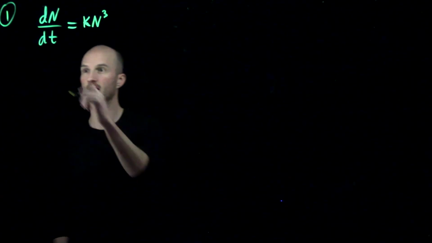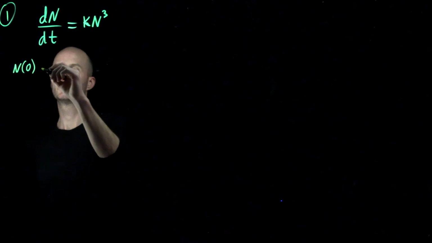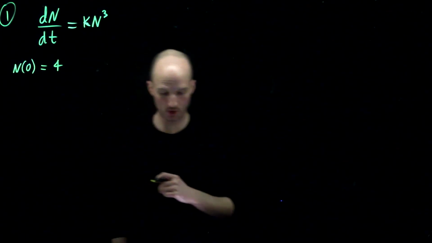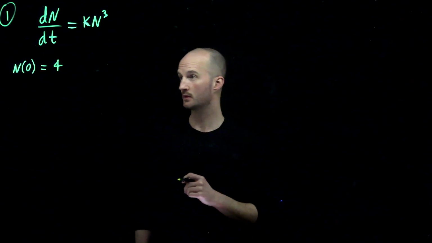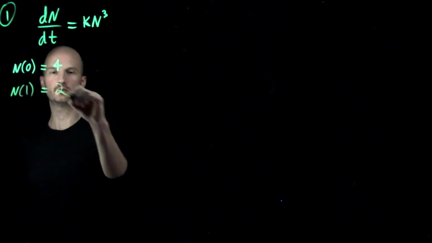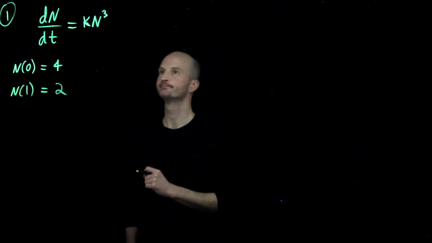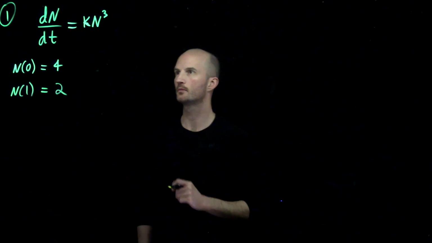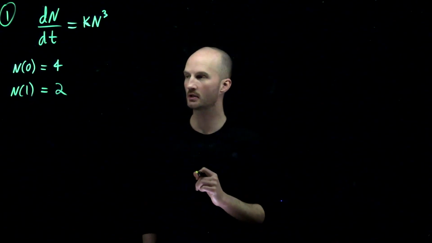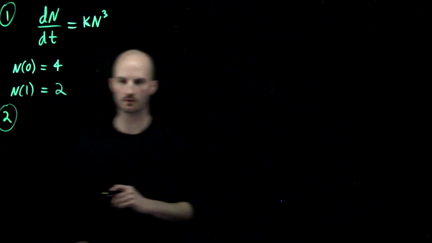Okay, we're told that initially we have 4 million infected computers, and after 1 week we're down to 2 million. Okay, so that's our differential equation and attached conditions. Okay, number 2 is to actually solve this thing.